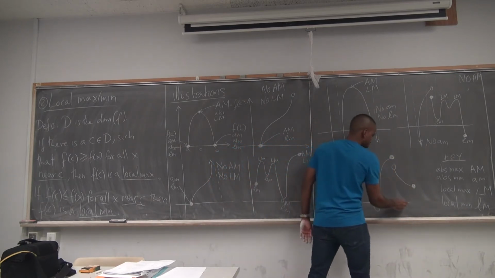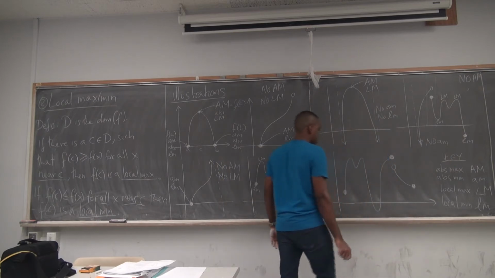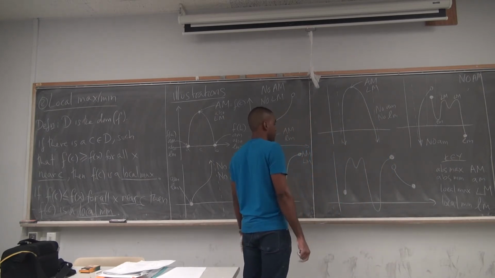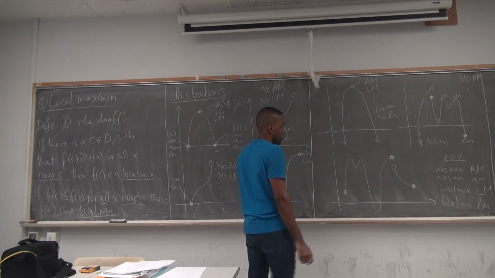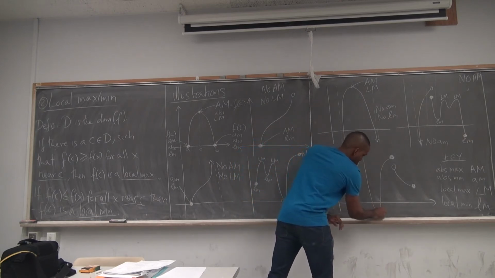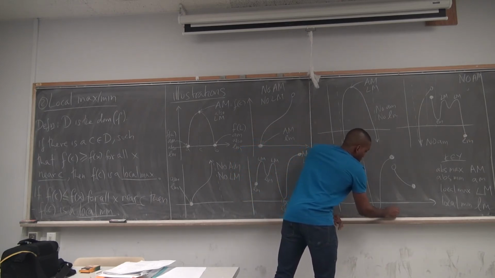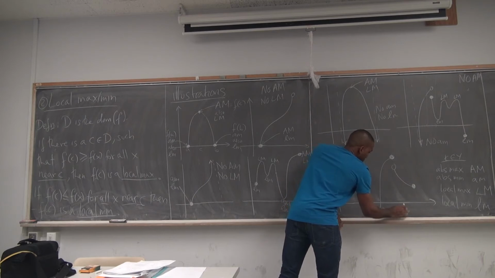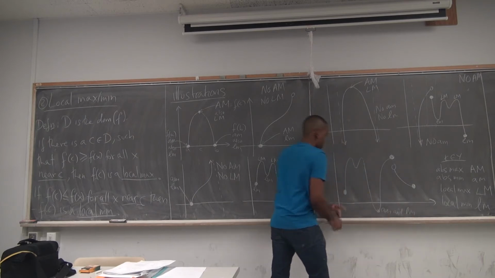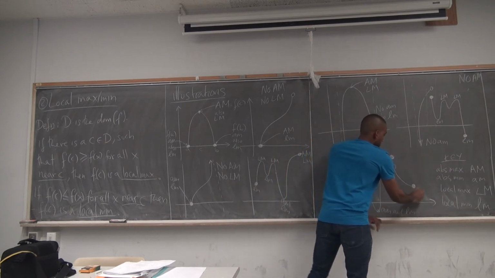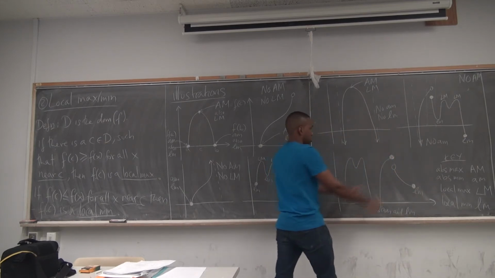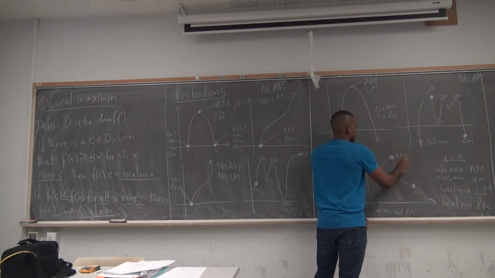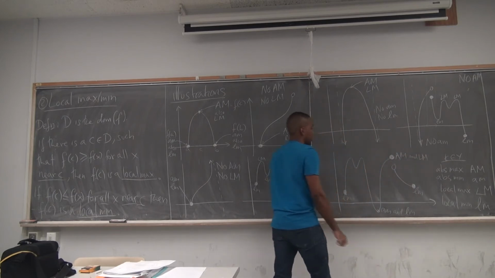This one. This guy here is going to be an absolute min. He's also a local min. Local min here, and there, and here. Absolute max is at the top. Absolute max is here, and he's also a local max. The two parts are local max.